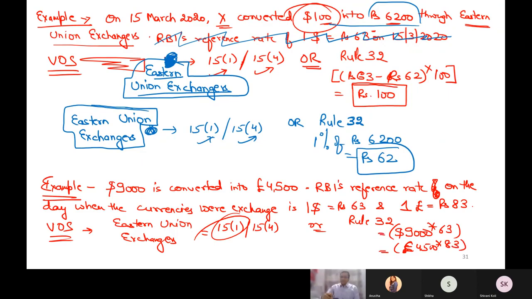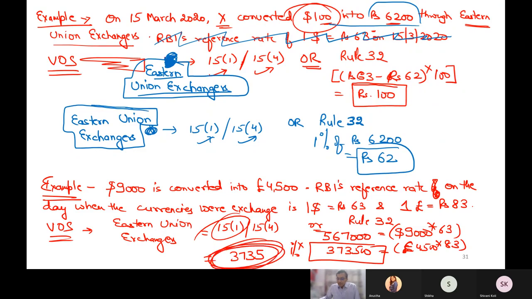So how much is this? 5,67,000. 373,500. So which is less? 373,500 multiplied by 1%, it will be the answer. So the value of supply will be 3735. That's it. I hope the concept is clear. Next point.